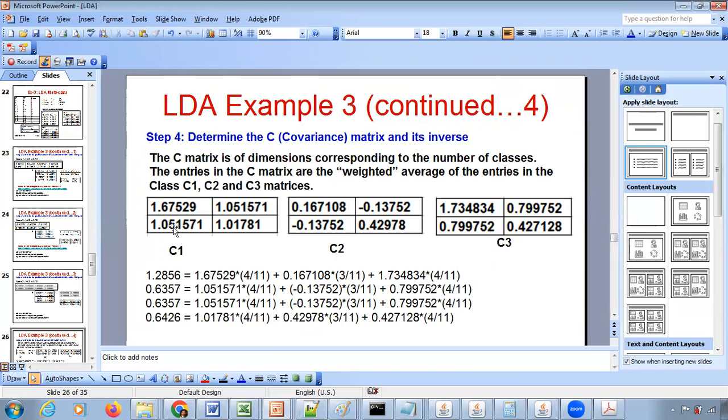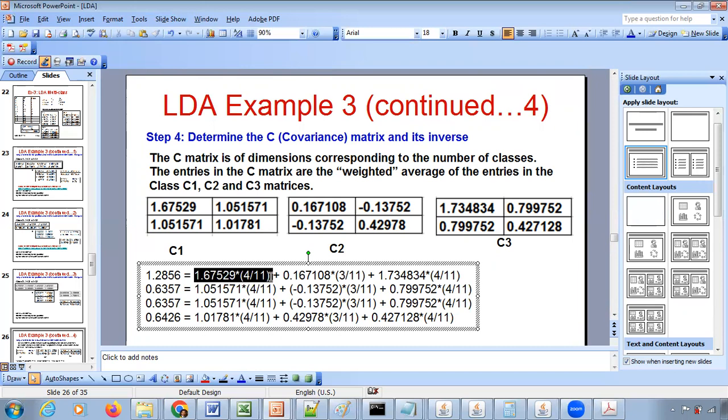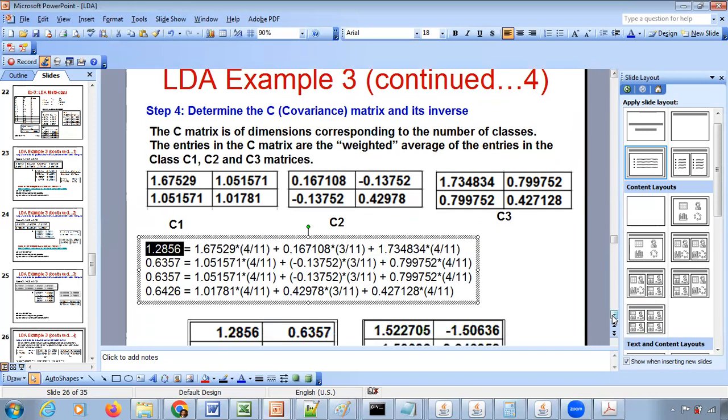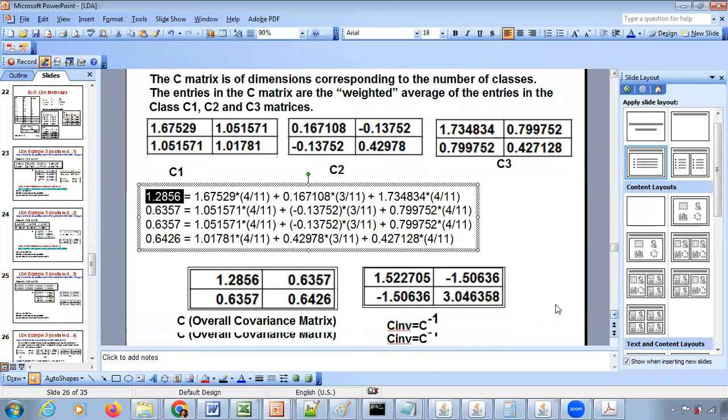So the weighted average is going to be like this: 1.67529 times 4 out of the 11 for class 1, plus this 0.16108 times 3 of the 11 for class 2, plus this 1.734834 times 4 of the 11 for class 3. If you do the math for this, you get a weighted average of these 3 numbers, which is 1.2856. And that's what you're going to record here as the overall covariance matrix.